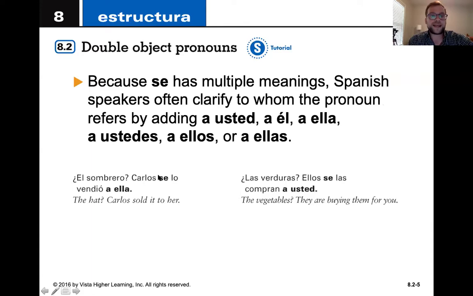El sombrero, Carlos se lo vendió a ella, right? Now, if we knew what happened already with the hat, we could refer to this with se and not include the a ella, but that helps us clarify that se, right? Same thing here. Las verduras, ellos se las compran a usted. They're buying them for you, right? A usted, okay? If we didn't include that a usted, it could be a él, a ella, a Maribel, a Felipe, lo que sea, right? But it just helps clarify that se.